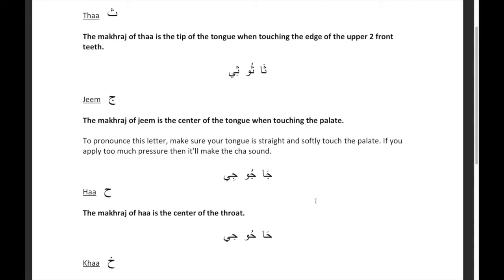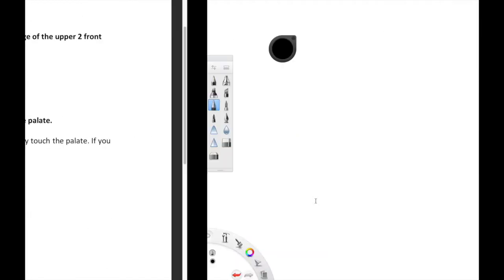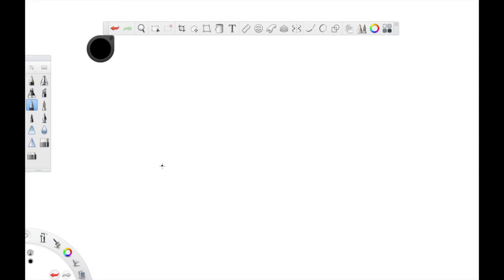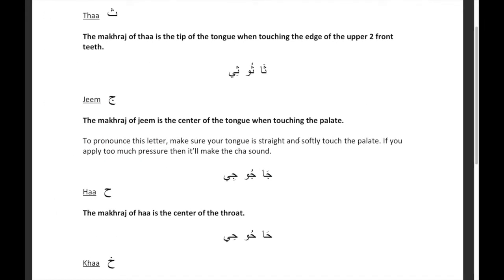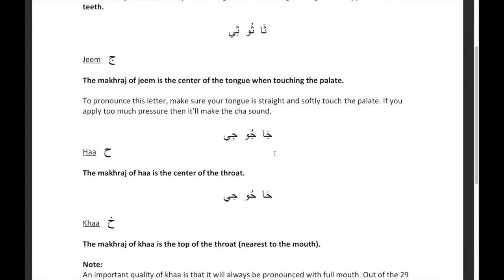Next we have jim. The makhraj of jim is the center of the tongue when touching the palate. The center of the tongue is pretty straightforward. Center is right here, right? Ja, and it touches the top palate, the roof of your mouth. Make sure you don't touch too hard, because if you put too much pressure, it will sound like a cha. So let's go through these. Ja, ju, ji.